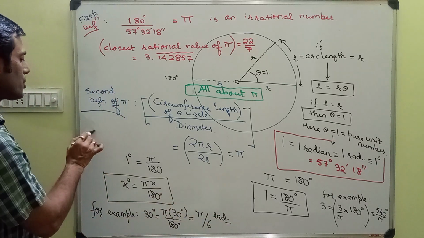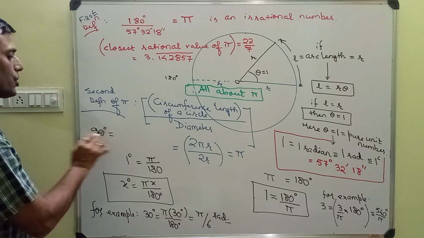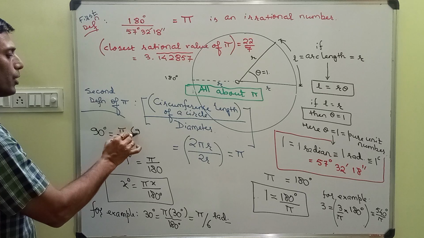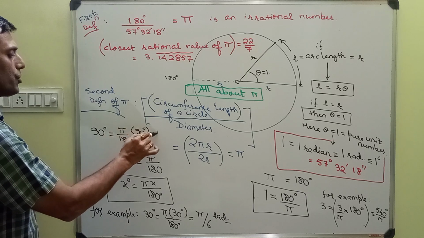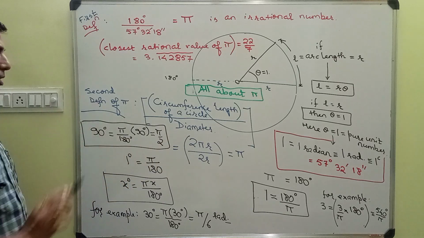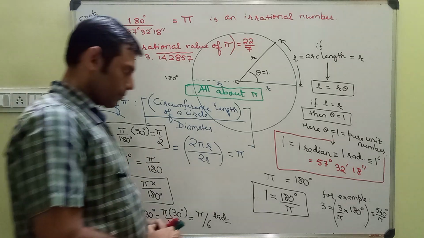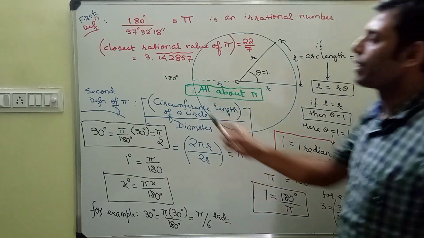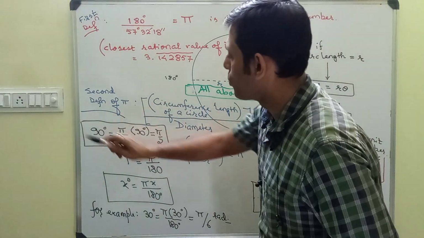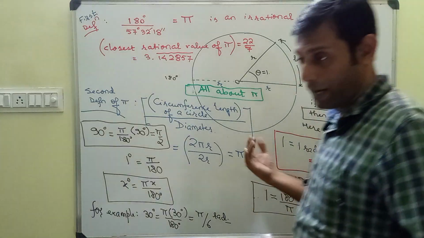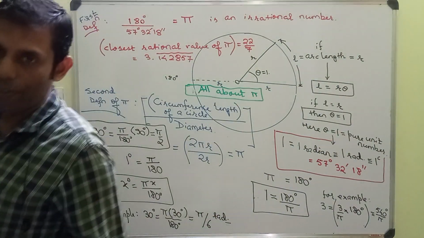Similarly, 90 degrees would be equal to pi by 180 into 90, and that means equal to pi by 2. This is 90 degrees in terms of pi. See this. This is exactly the conversion of degrees to radians and radians to degrees. You can do it either way around. That's all about pi. That's all about degrees and radians.